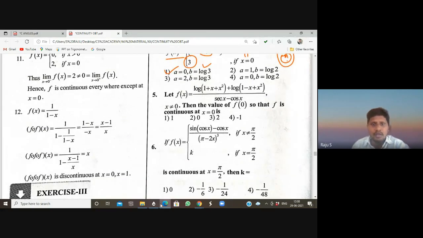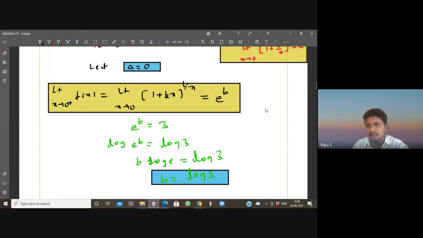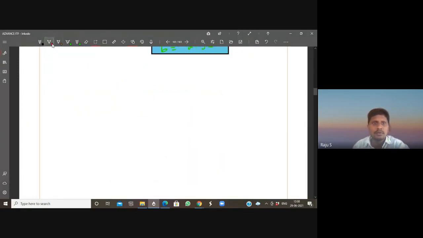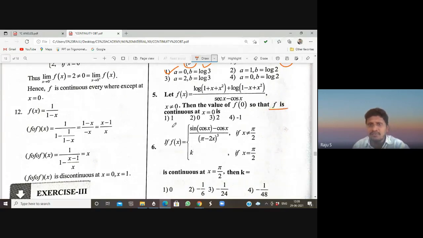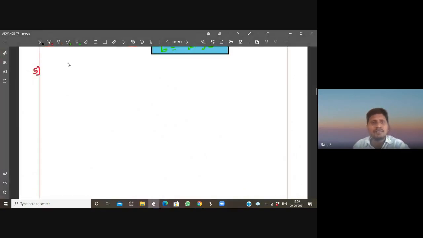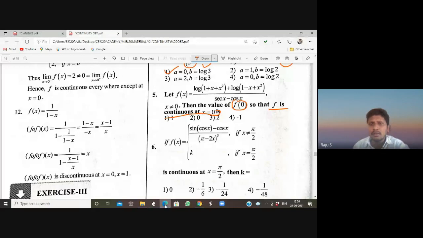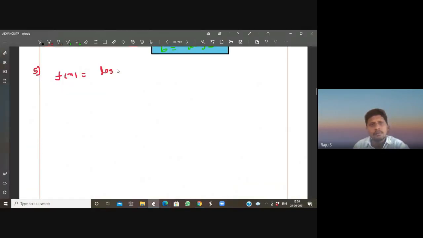Now, question number 5. So what is the given question? Given function is, see here also clearly they given f is continuous at x is equal to 0. Then the value of f of 0. Okay, all of you substitute in place of x 0, students. First, what is the f of x value they given? Log of 1 plus x square plus log of 1 minus x plus x square, all divided by secant x minus cos x. This is the given function.